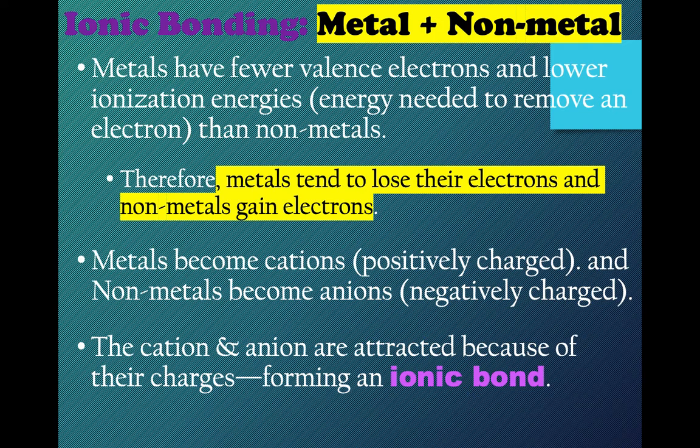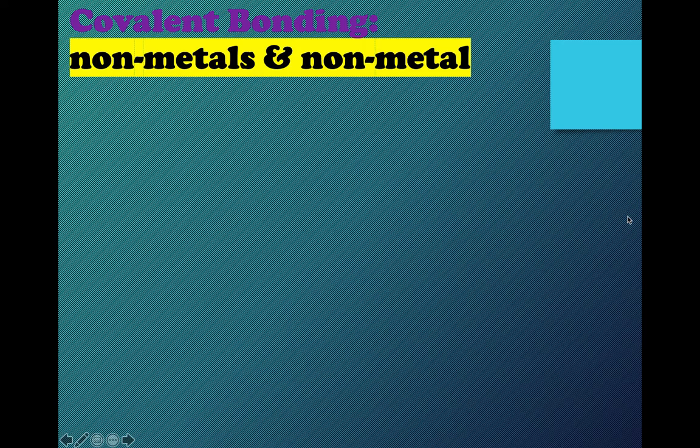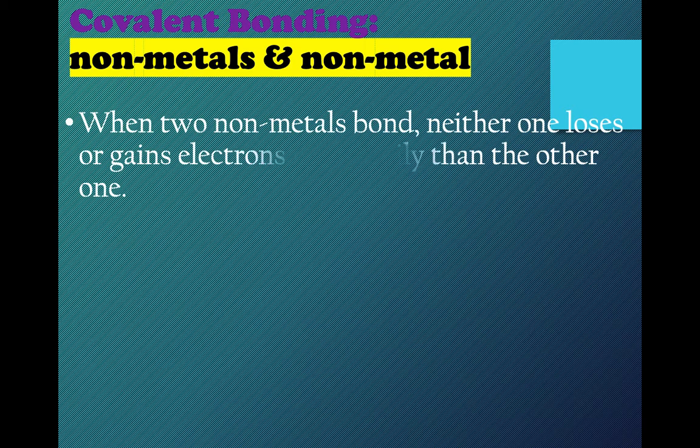So that's type number 1. Type number 2 is covalent bonding. Covalent bonding is between two non-metals. And so here, non-metals have a lot of valence electrons. Non-metals do not like to lose electrons.